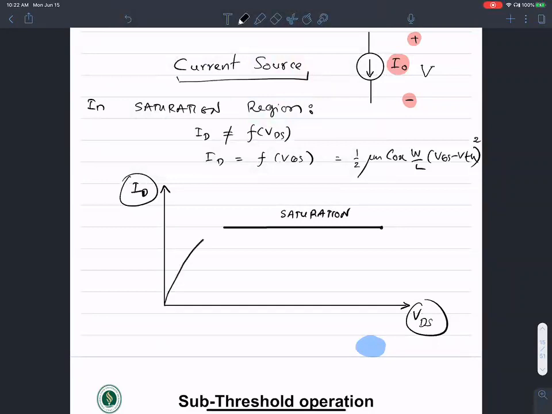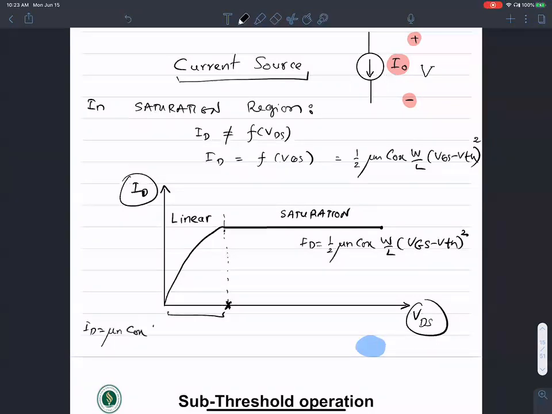But if it is in the linear region, it'll be a square law dependence. So all of this is the linear region. In saturation, ID is 1/2 mu n C oxide W over L (VGS minus VTH) squared. There is no VDS dependence. But until you hit saturation, in the linear region, ID is mu n C oxide W over L (VGS minus VTH) VDS minus 1/2 VDS squared. You see this squared relationship between VDS and ID. That's what gives rise to this parabolic curve.